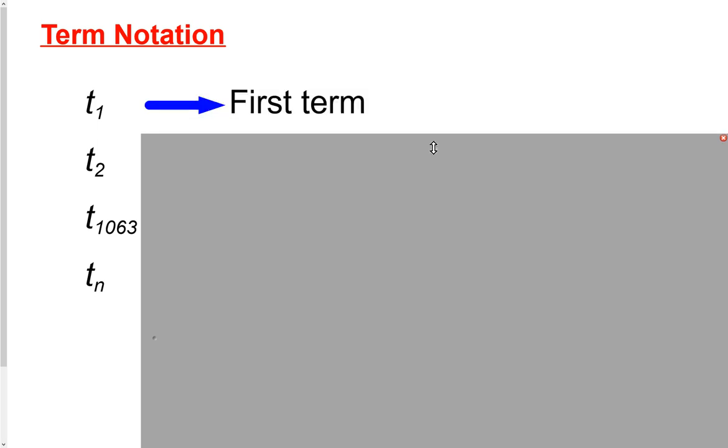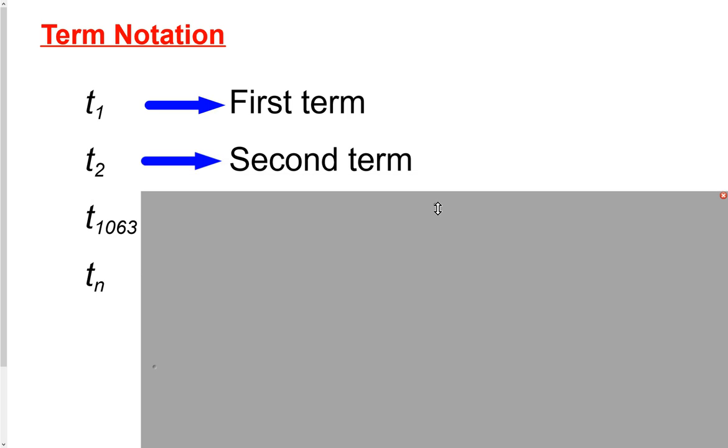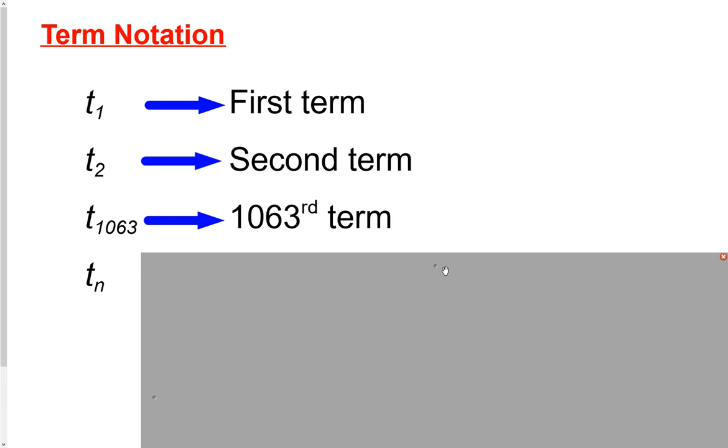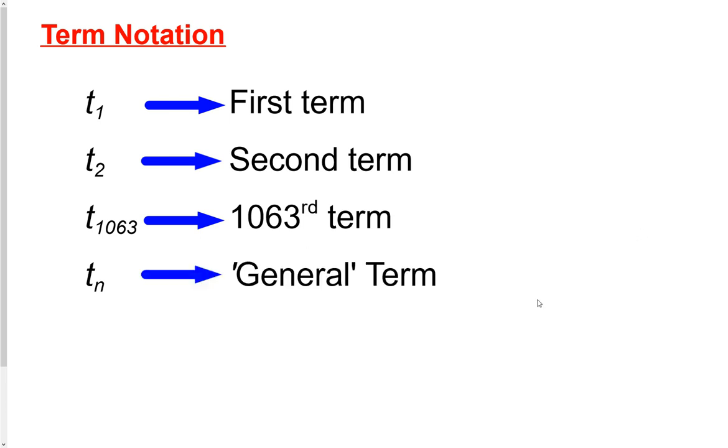Okay, so we're going to learn a new notation. This is how we're going to refer to terms. Our first term in our sequence, we're going to call term 1, and we'll just call it t with a little subscript 1. And of course that follows that t2 is our second term, t1063 is our 1063rd term, and then there's this one called the general term, and that's tn.